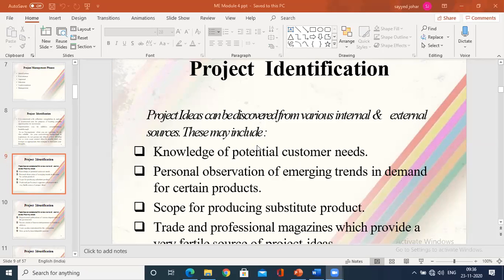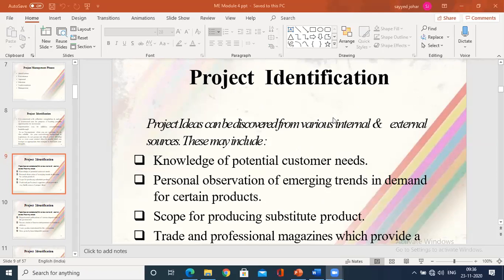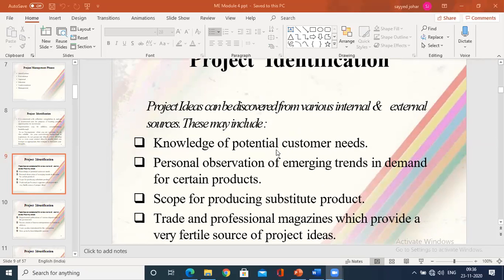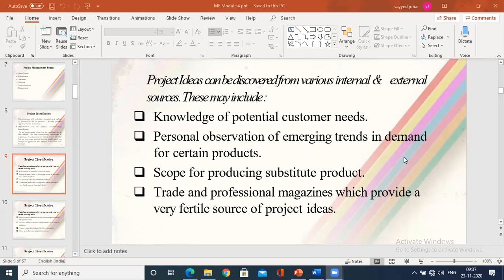Project identification includes various ideas, such as project ideas that can be discovered from various internal and external resources. That is, identification of the project is not simply a comparison and coming to a conclusion of a new idea. It includes various other factors from internal and external sources. That includes knowledge of potential customer needs, personal observations of emerging trends, scope for producing substitute products, and trade and professional magazines, which provide a very fertile source of project ideas. These are a few of the internal and external resources. Based on the knowledge of potential customer needs, that could be a project identification factor. The observations of emerging trends in demand, and scope for producing substitute products, even that could be a major thing.